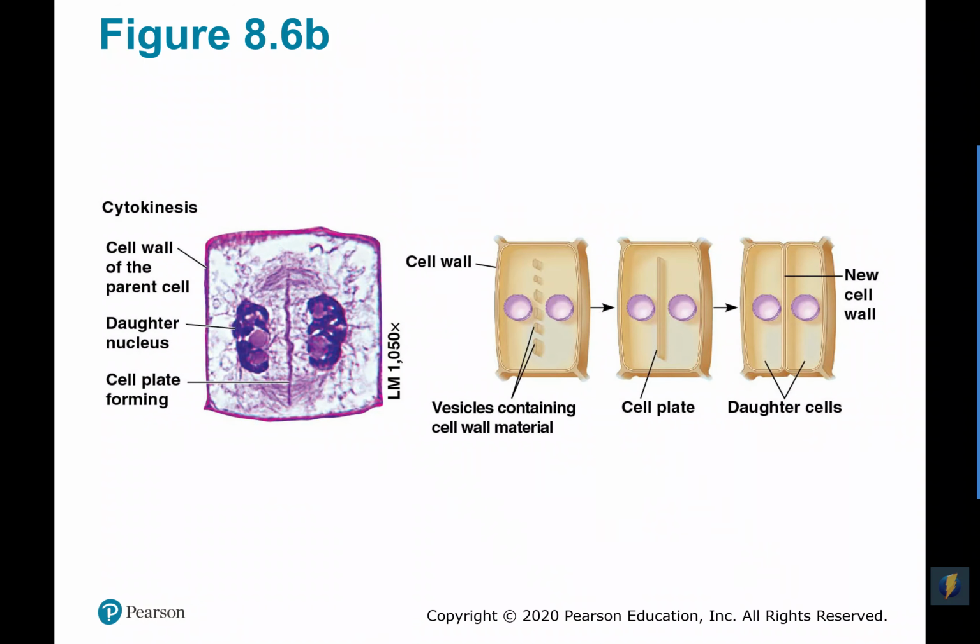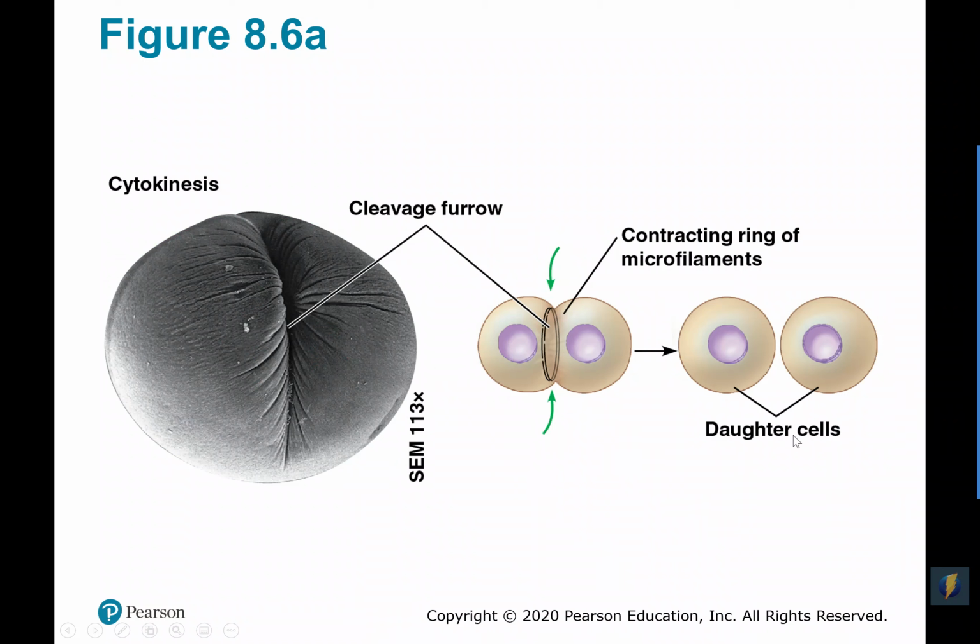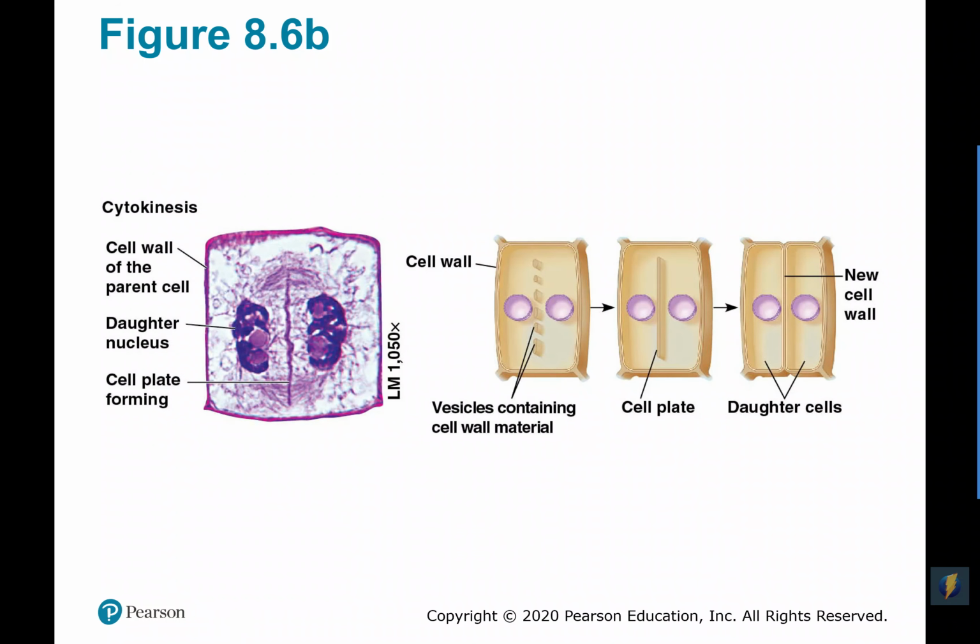Conversely, in plant cells, because they have those cellulose cell walls, cytokinesis occurs by the formation of this cell plate. And so you get the vesicles containing the cellulose starting to appear in the middle of the cell. They merge into the cell plate. The cell plate then elongates and essentially becomes the new cell wall for each of those 2 genetically identical daughter cells. So whether we are talking about plant cells or animal cells, keep in mind that the daughter cells are genetically identical to each other and to the parent cell.